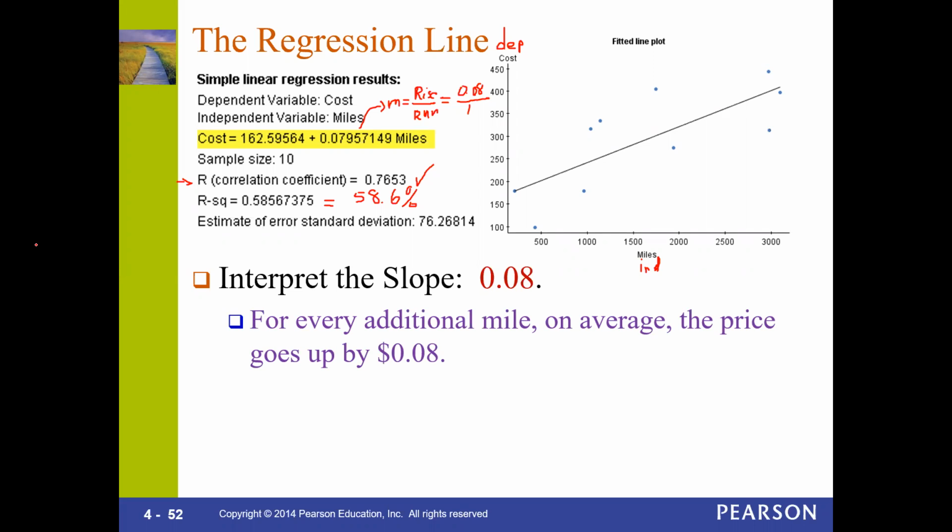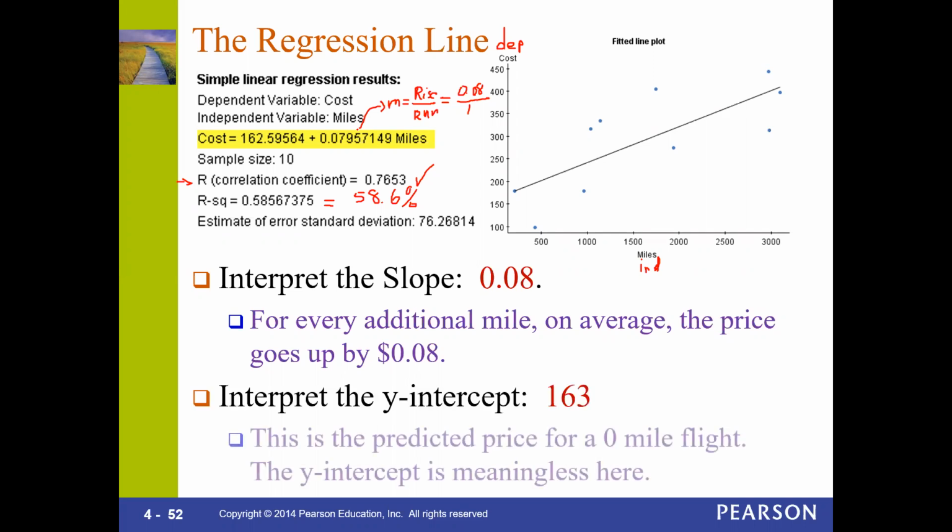So what does the intercept stand for? The y-intercept is about 163. That means if you don't go anywhere, you should still expect to pay about $160. A 0-mile flight doesn't make much sense, since you don't fly at all, but you would still have to pay $160. That's why the y-intercepts are sometimes not good to use. But the example we're going to use is straightforward, so don't worry too much about it.